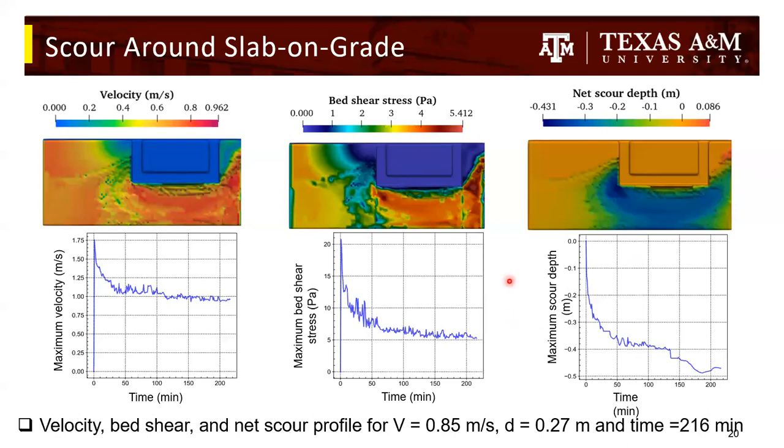This particular one is an example where we used a velocity input of 0.85 meter per second, D as 0.27 meter, and the time as 216 minutes. This is one particular sample point that we used to generate the scour profile. Similar to this, we have generated around 50 such sample points for generating the initial data set for running the statistical sampling.